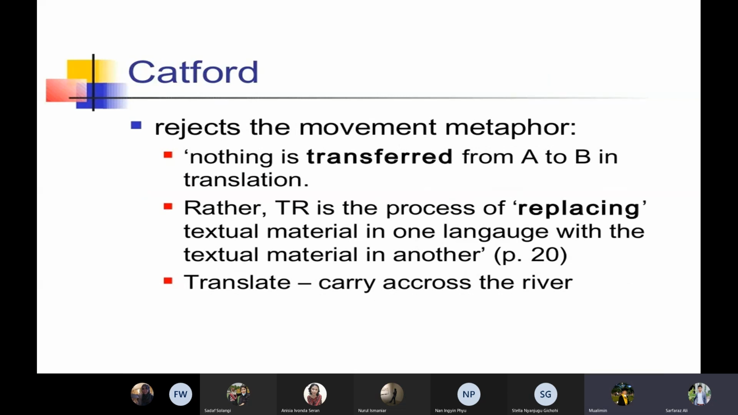So one of the points that Catford actually rejects is the movement metaphor. What is the movement metaphor? It is, as mentioned, the sense that something should be transferred from A to B in translation. Rather, translation is the process of replacing the textual material in one language with the textual material in another. So it is not a matter of the movement metaphor, that we keep one thing from one language to the other language. No. It is just a matter of replacement.